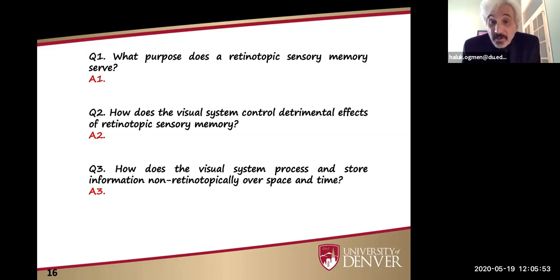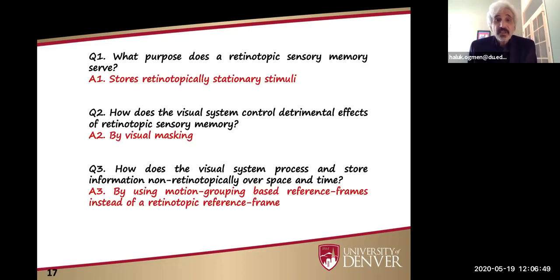Second is, how does the visual system control detrimental effects of retinotopic sensory memory? In our answers, we will argue that retinotopic sensory memory does serve a purpose; there's a reason for it to be there. But to claim that, we have to show that there are other mechanisms that control those detrimental effects, avoiding the massive blur and improper integration and superimposition of inputs. Finally, let's say we are able to control a retinotopic sensory memory, but we already know that it cannot operate when there is relative motion between objects in the environment and the subject. So how does the visual system process and store information non-retinotopically over space and time?